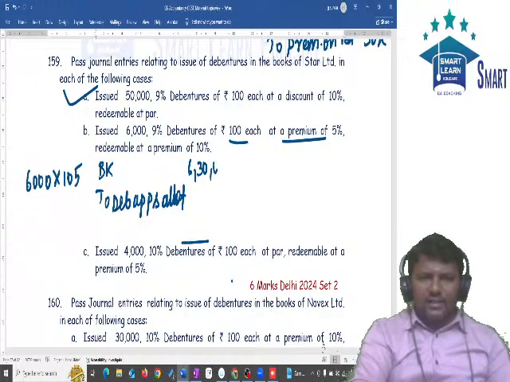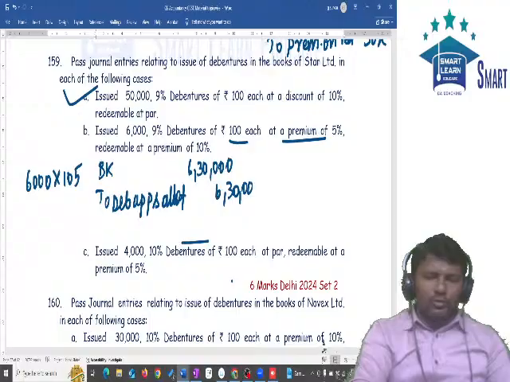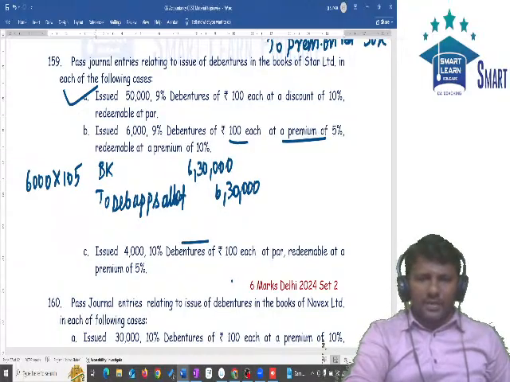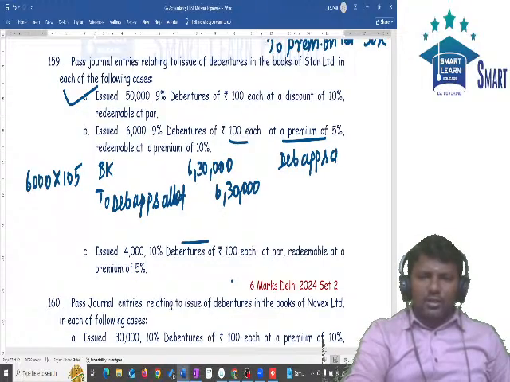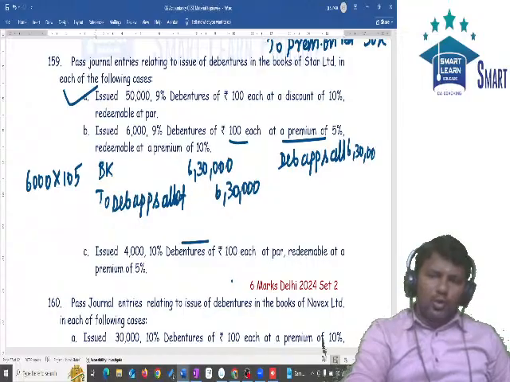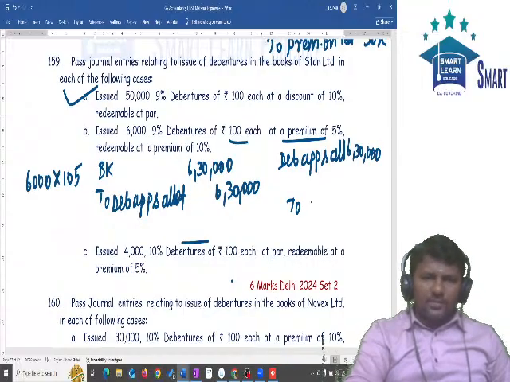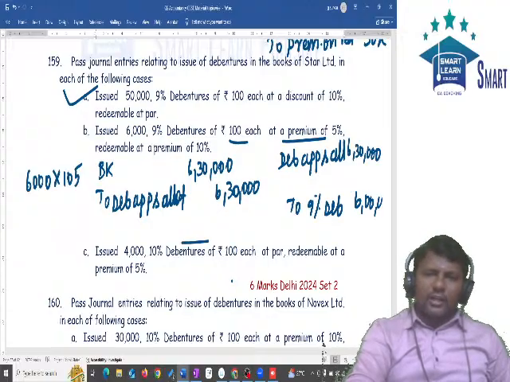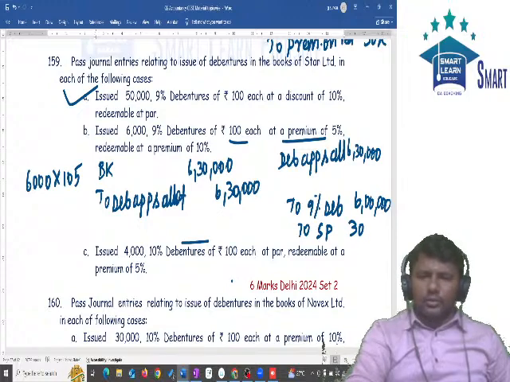We collected extra. 6 lakh will be the face value, but we collected 6 lakh and 30,000. This should be transferred to securities premium. What is the entry? Debenture application and allotment account debit 6 lakh and 30,000, to debenture. How much percentage debenture? To 9% debenture for 6 lakh, and to securities premium it is 30,000.